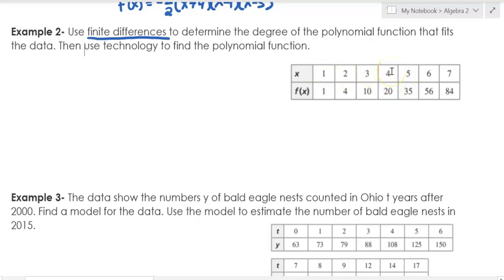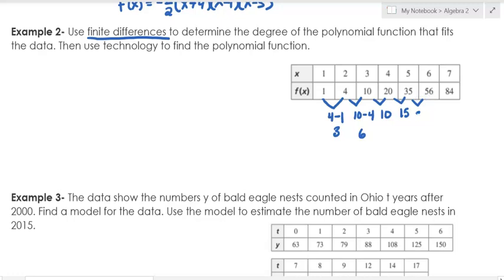So we have that, and then what we do is we take the y values, and you're going to take the right y value, which is 4, minus the y value just before it, which is 1. So 4 minus 1 is 3. And then you'll do 10 minus 4, the right one minus the one just before it, that's 6. 20 minus 10 is 10. 35 minus 20 is 15.